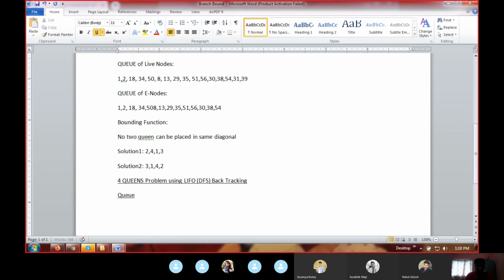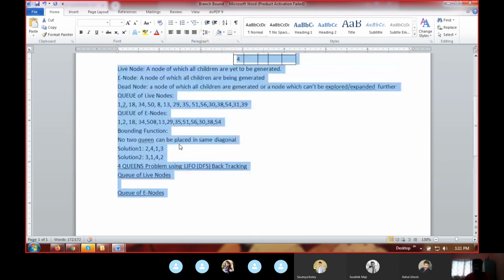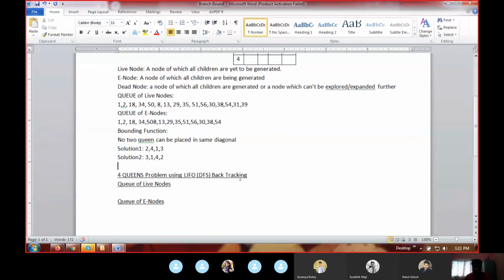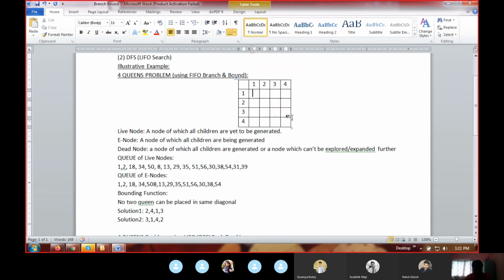So Q of live nodes, Q of E nodes, and you can see here the difference between live nodes and E nodes better. Okay, fine. So here, let's see it. Again, we considered this problem, four queens chessboard problem. So first we are generating a node. Okay, let me save this. Save as image.